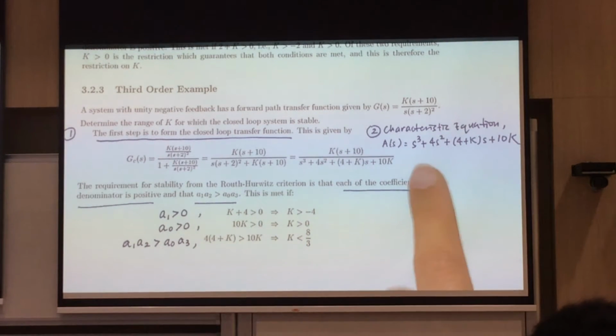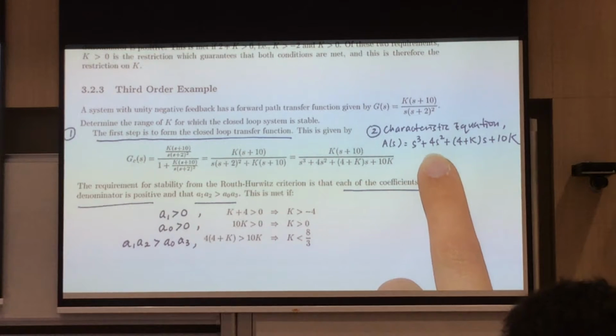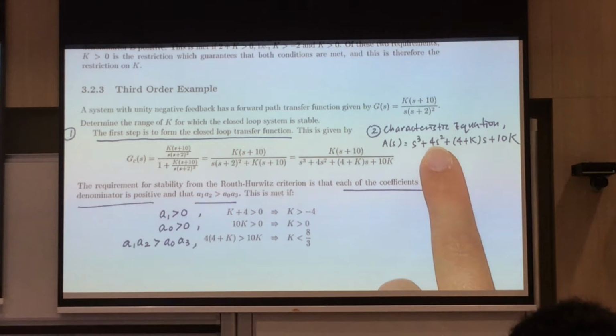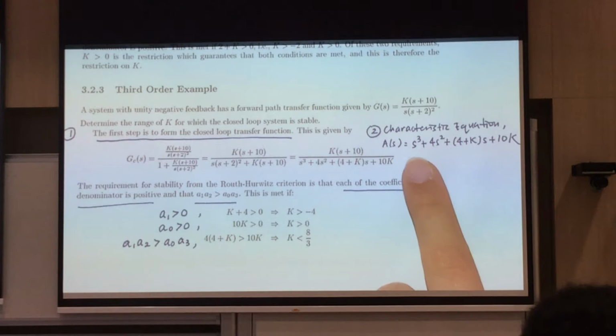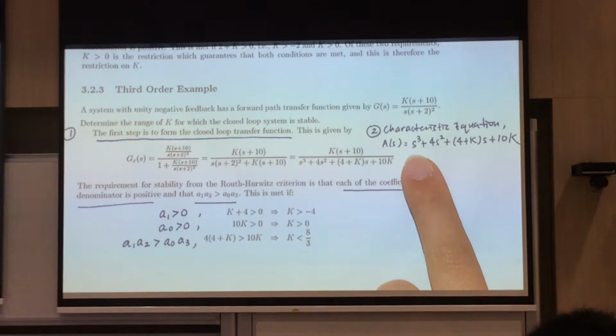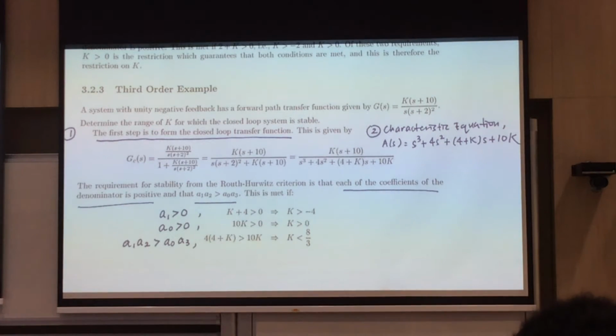And the last, you don't check A2, right? Because obviously A2, which is 4, is bigger than 0. Okay, and A3, which is 1, is also bigger than 0. So there's nothing to check over there. Okay, move on to the second condition.